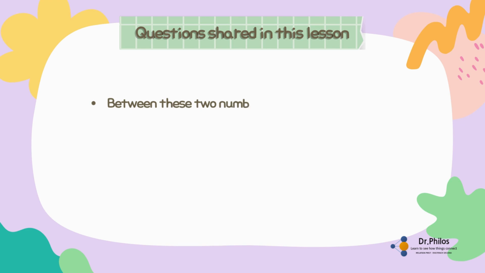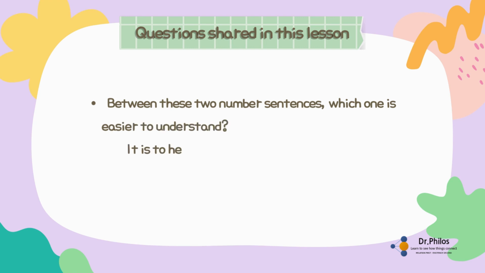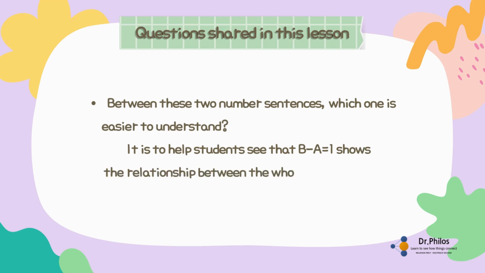Between these two number sentences, which one is easier to understand? It is to help students see that B minus A equals 1 shows the relationship between the whole and the part much more clearly than A plus 1 equals B.